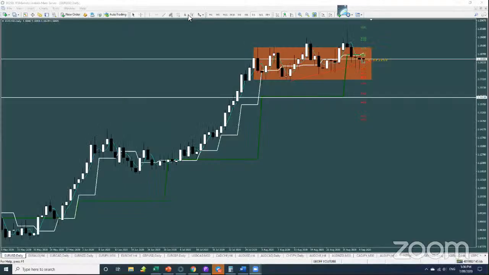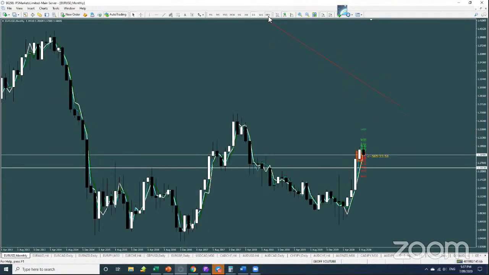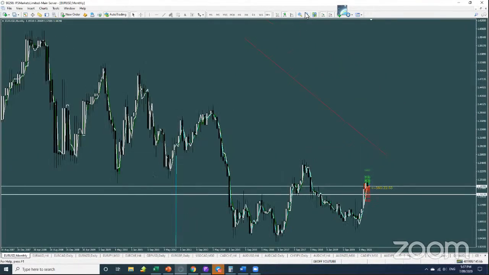Righto. And there's euro dollar. Now, euro dollar, I mean, we speak about euro dollar all the time, and we have a look at the big picture. And at the moment, it's interesting because on two different charts, this one is IFS.